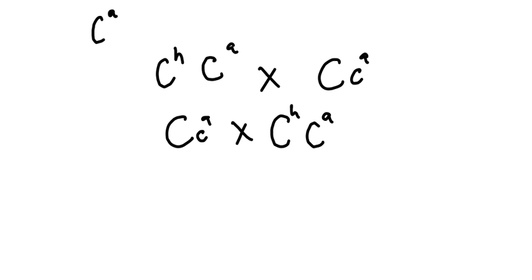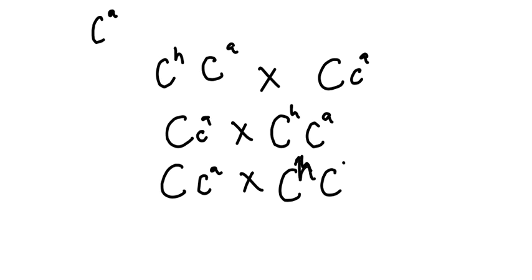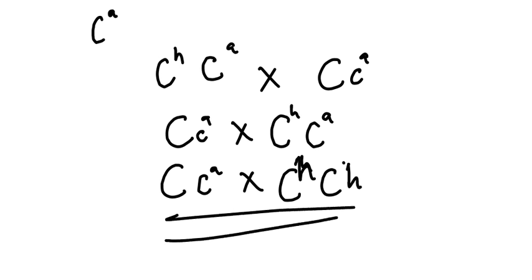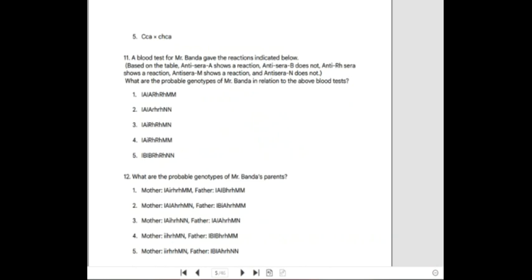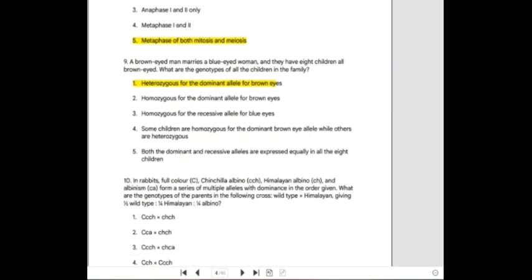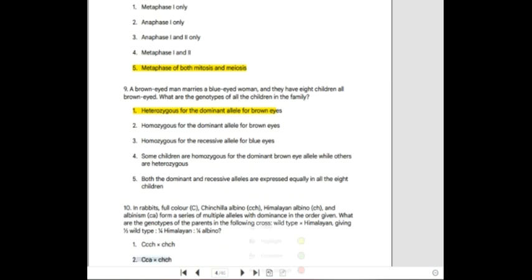Because for Himalayan, it can actually be written, okay, so this is the wild type, right? C, CA with an albino trait. Himalayan albino can actually be written as CH, CA. So this is the correct order. And when we go back to our options, option two is actually what qualifies for the answer here. Okay, just a minute. Okay. So we highlight this, we go to question 11.